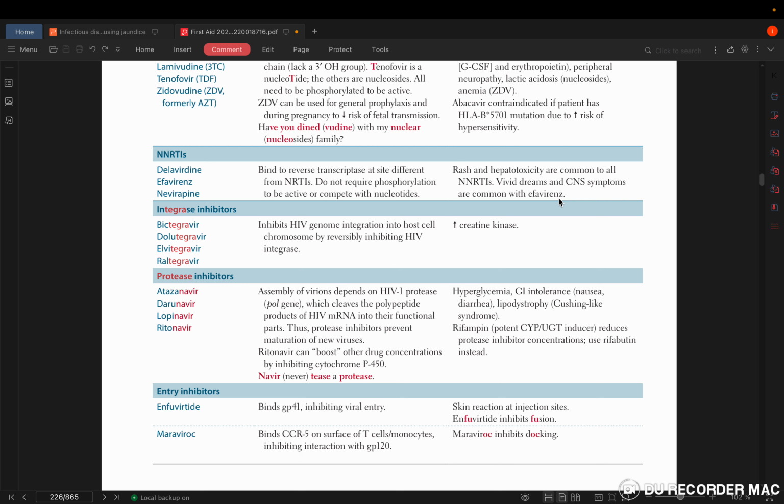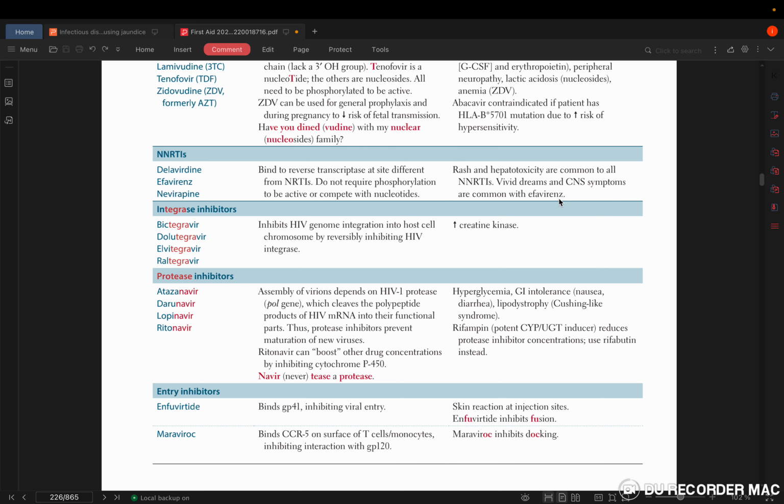Non-nucleoside reverse transcriptase inhibitor. 3. SSRIs. 4. Tricyclic antidepressant. All of these can lead to vivid dreams. So I'm not telling you not to give it to the patient. I'm telling you to warn the patient about it. Like when you give it to the patient, be like, look, you might get a nightmare or 2 or 3. Don't worry about it. It's not you. It's just the medication. Okay?